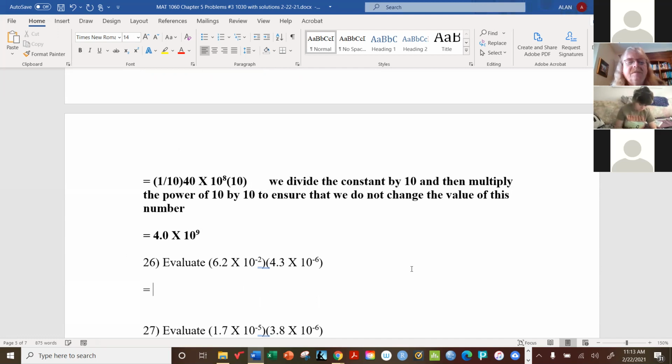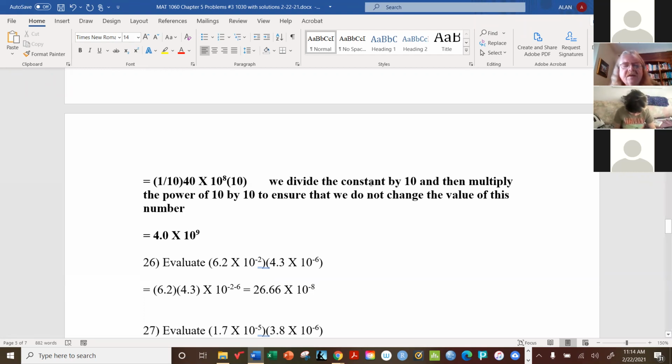So we have 6.2 times 4.3 times 10, and then the exponent is -2 minus 6. So we've got 6.2 times 4.3, 26.66 times 10 to the -8th.